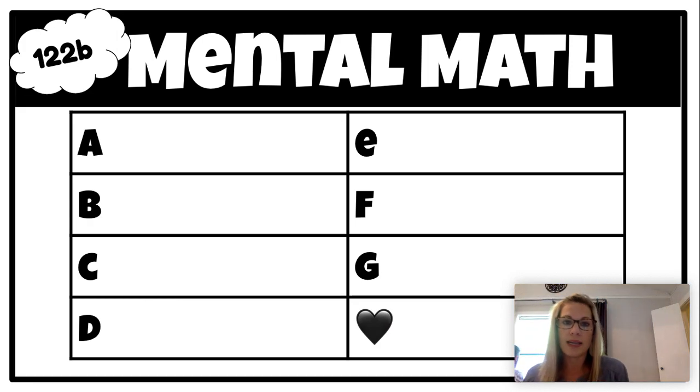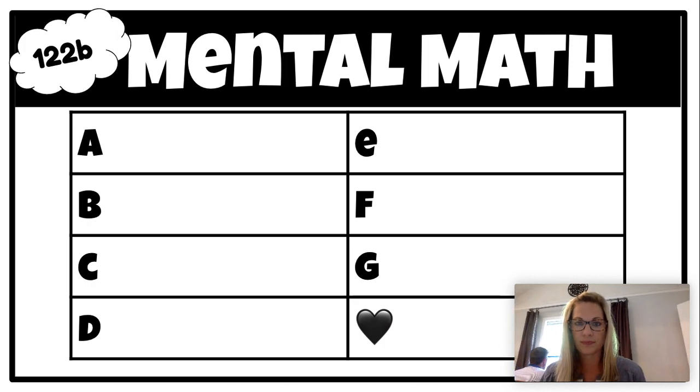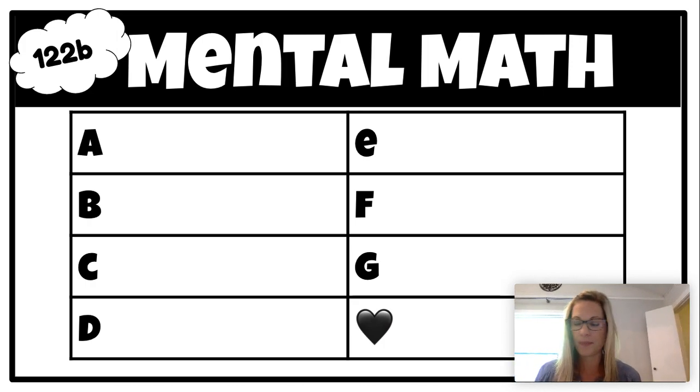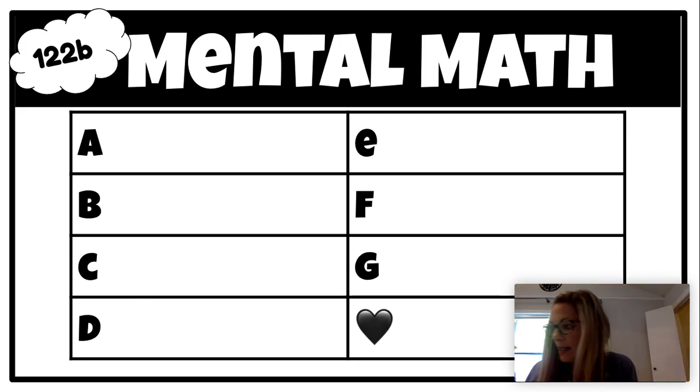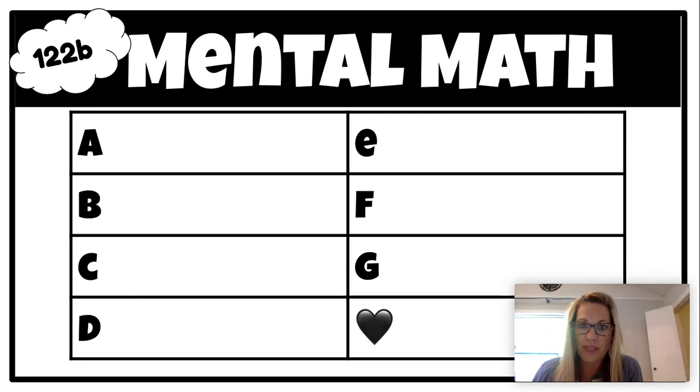Next, what is... okay, I'm out of there, 9 times 507? What is 9 times 507? Okay, what is 10% of $2.50? What is 10% of $2.50?